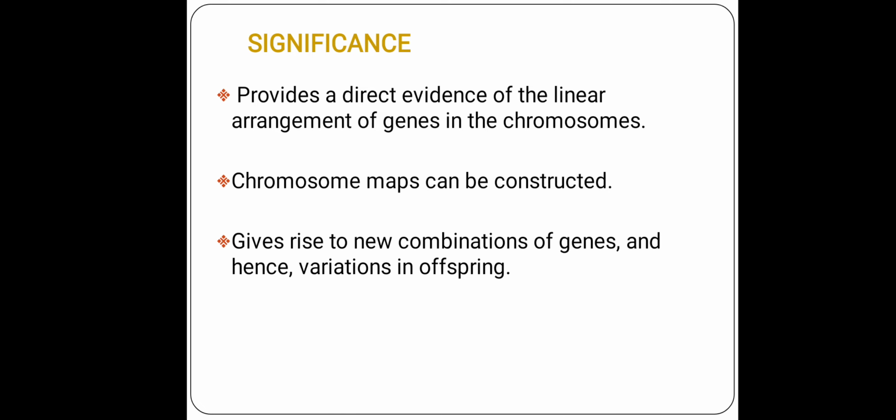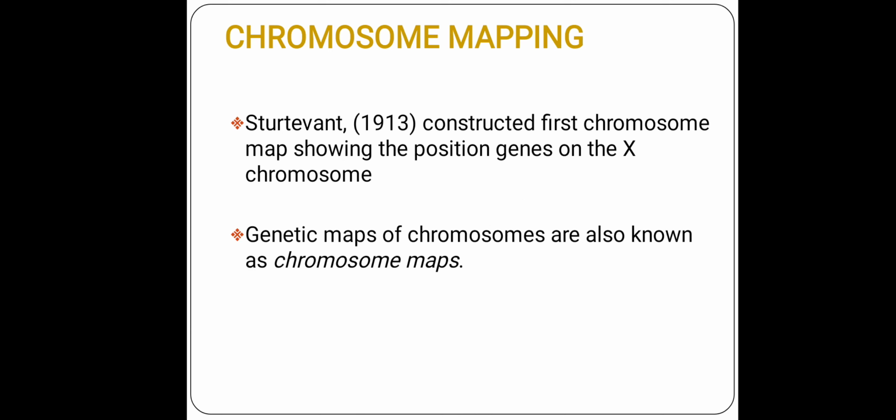So the significance is that it provides direct evidence of the linear arrangement of genes in the chromosomes. Chromosome maps can be constructed. It gives rise to new combinations of genes and hence variations in the offspring.